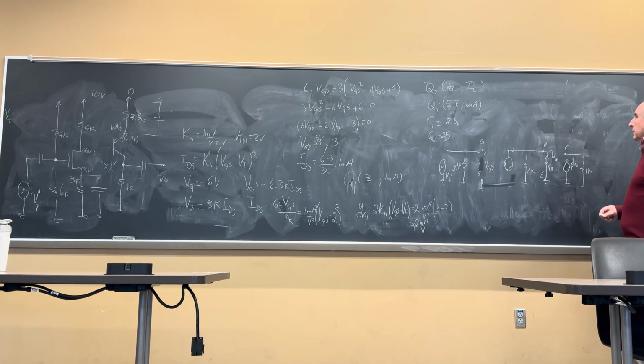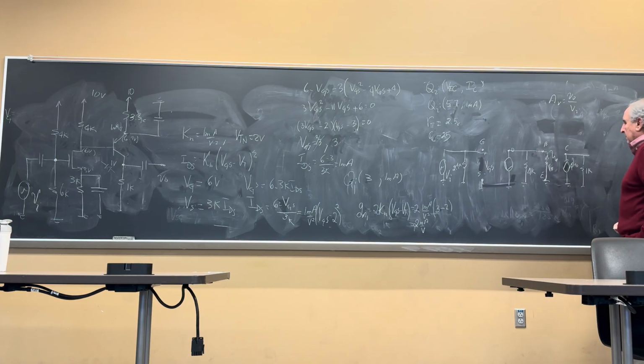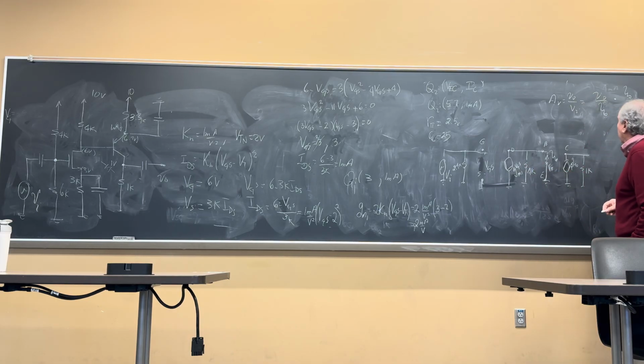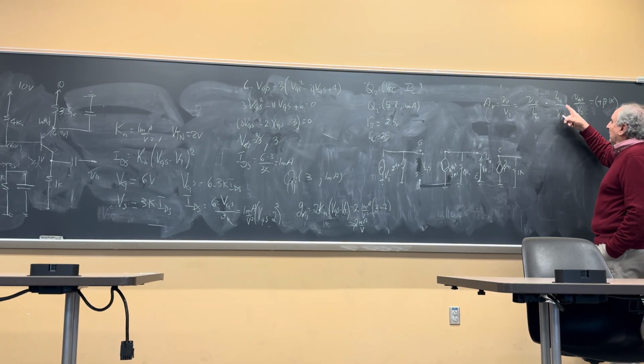Right? So A sub V, V out over V in, is equal to V out over IB, times IB over G sub M VGS, times VGS over Vn. V out over IB is beta times 1K, right, plus. What's IB over G sub M VGS? That one.